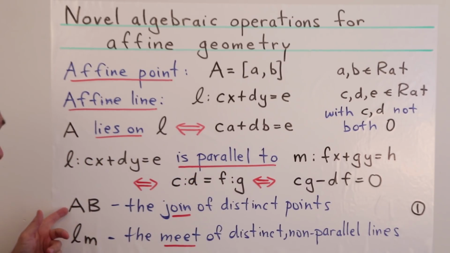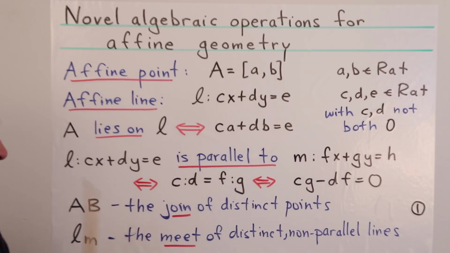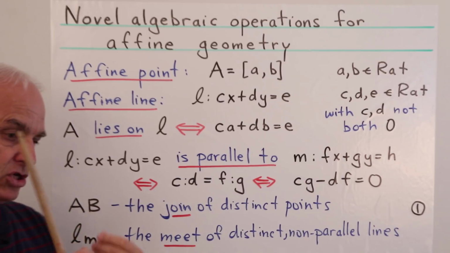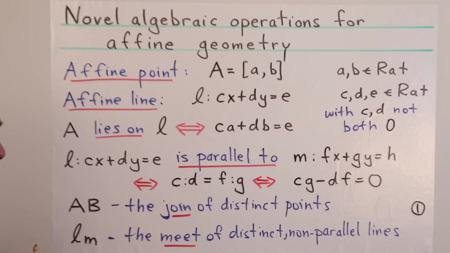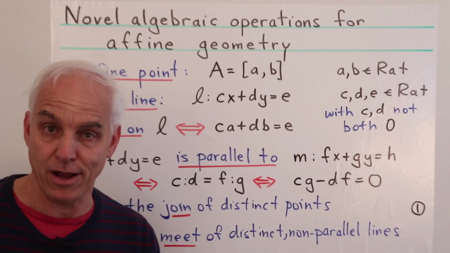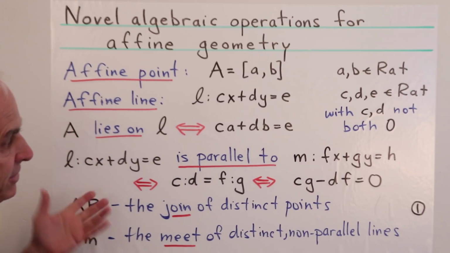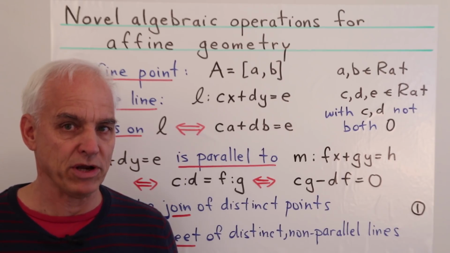And we also had some terminology involving joins and meets. So if we have 2 points that are distinct, then the join of them is just denoted by juxtaposition of their symbols. So AB is the line. And if we have 2 lines, L and M, then their meet is going to be LM. And that's provided that the lines are distinct and that they're also not parallel. All right, so that's just a quick review of things that we already know pretty well.